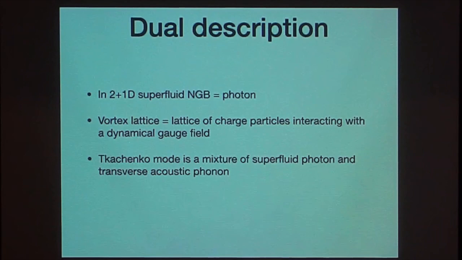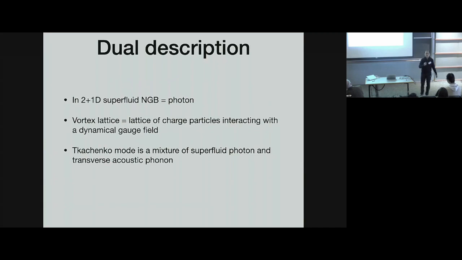Okay, so let's look at this problem from a slightly different point of view, using the dual description of a superfluid. We know that in 2+1 dimensions, the Nambu-Goldstone boson is equivalent to a photon. In 2+1 dimensions, a photon has only one polarization. So the vortex lattice in this dual language can be interpreted as a lattice of charged particles interacting through the photons. That photon is the Nambu-Goldstone boson of the superfluid.